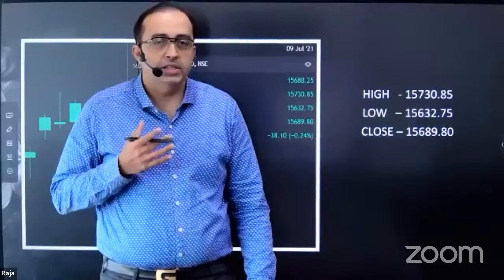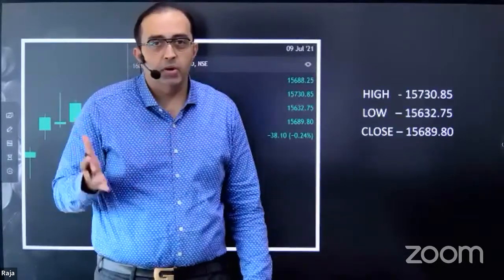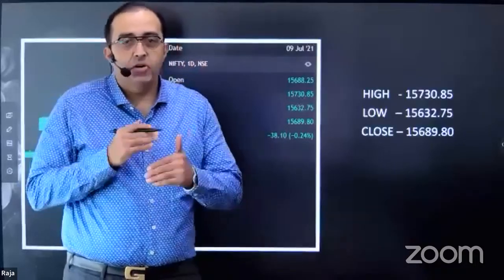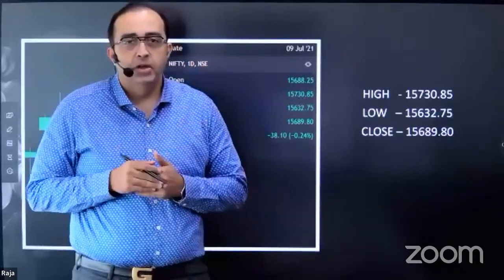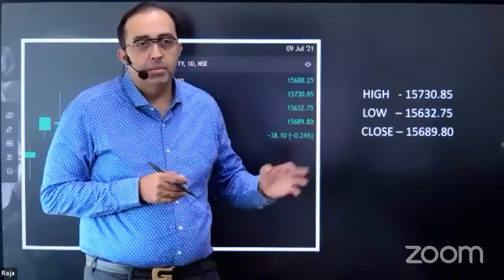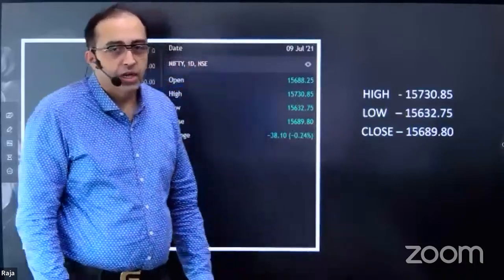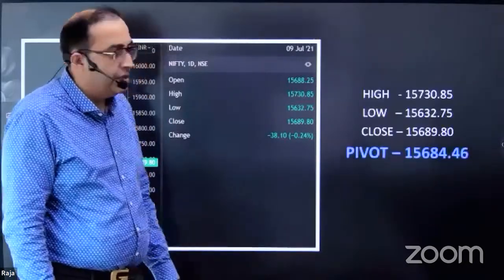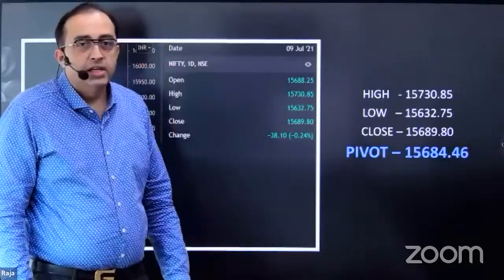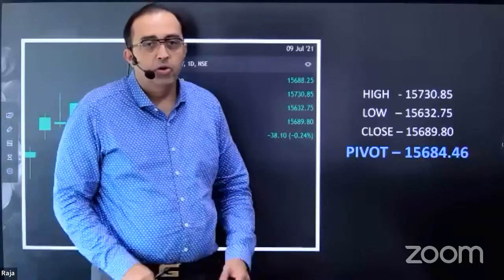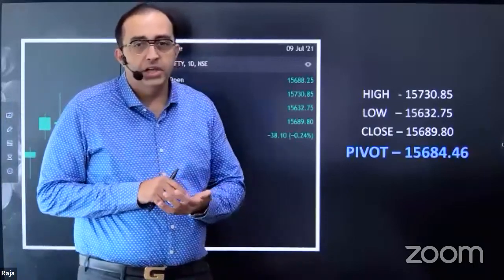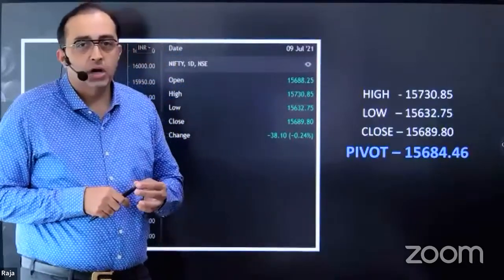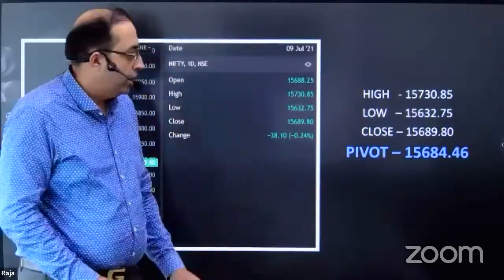Pivot formula is high, low, and close upon 3. Correct? It's an average. It's an average for the next day. So this is the pivot value which you have to calculate, and the pivot value for this is around 15,684, right? So not OLC, HLC. High plus low plus close upon 3. Okay. Yeah, you all have got it.